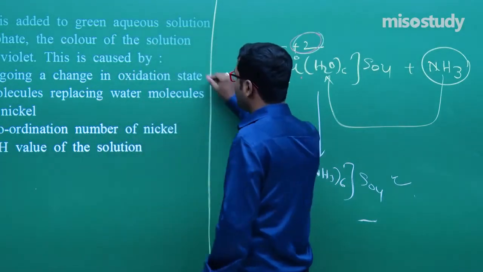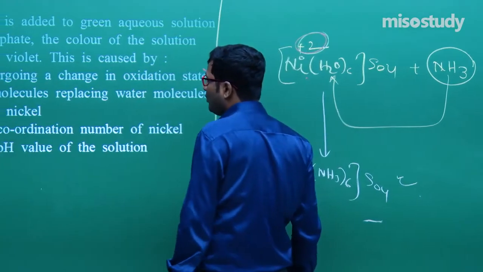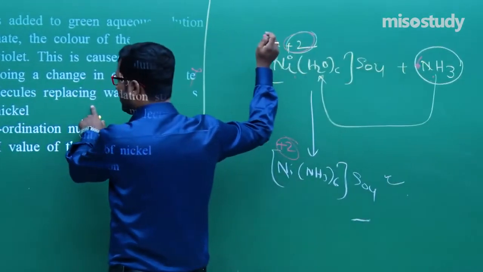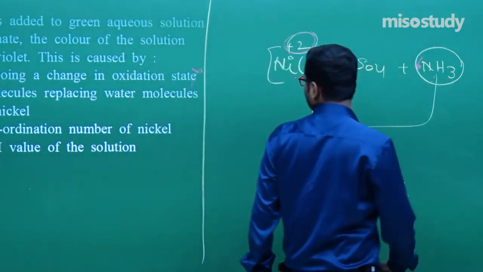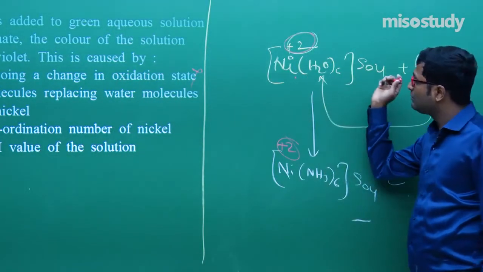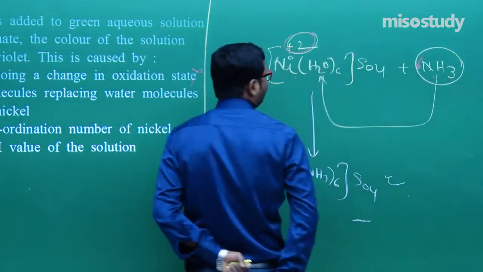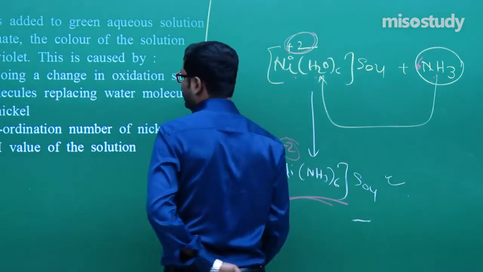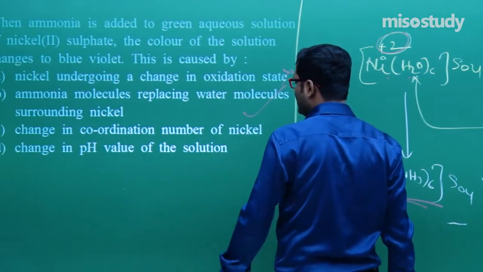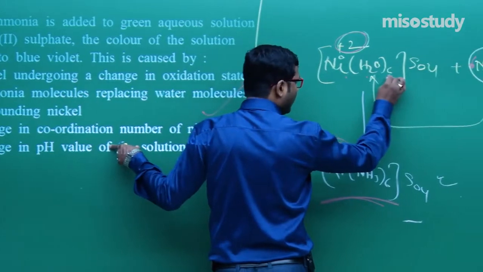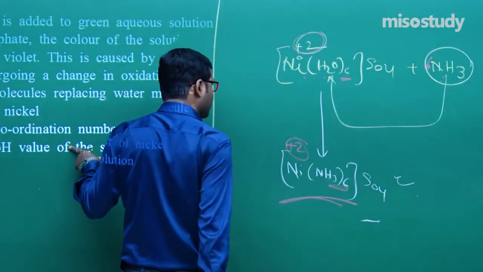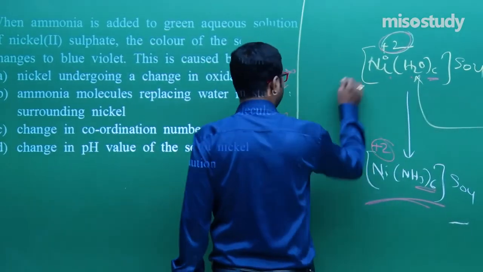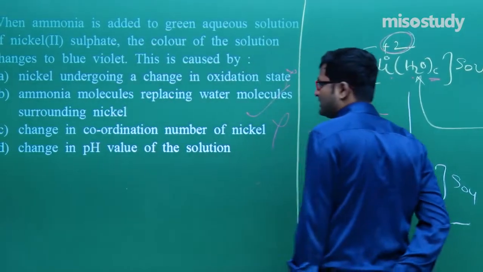So the first option is not correct. Now check out the next one: ammonia molecules replacing water molecules surrounding the nickel. Look, ammonia molecules are replacing the water molecules. So for this, B is the correct option. Change in coordination number of the nickel: here the coordination number is 6, and here also 6. So there is no change in the coordination number. Change in pH value, no. It is a similar solution, so there is no change in pH.